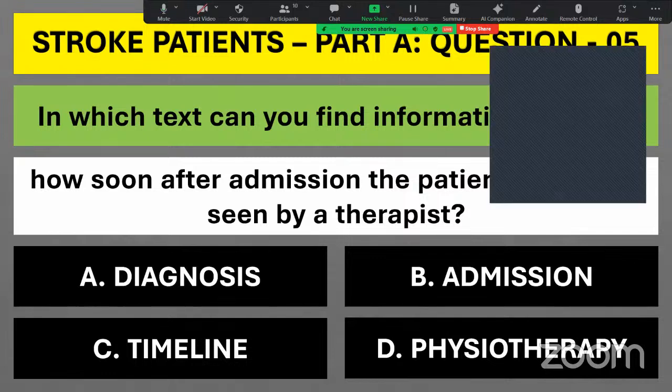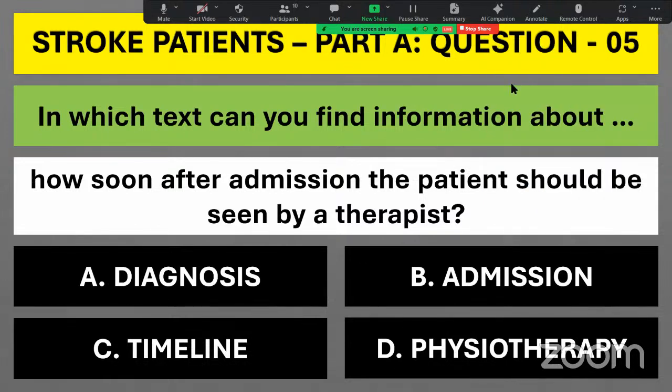Question number 5. How soon after admission? This is the same as question number 1, but there is a little difference. He is trying to trick you. How soon after admission should the patient be seen by a therapist? By a therapist. Check it out there. A, B, C, D. Then give the right answer.